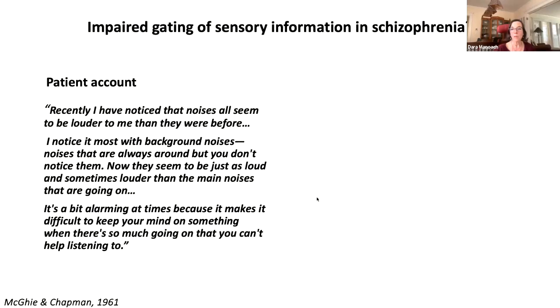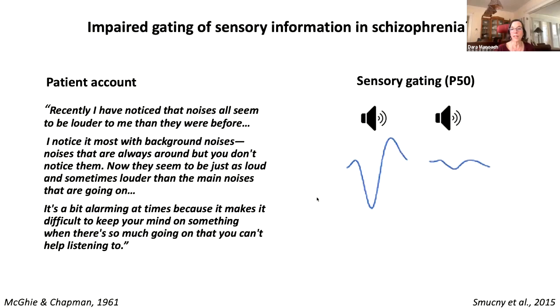It may also lead to impaired sensory gating as measured with EEG. Normally, there's an attenuated brain response to the second redundant stimulation that occurs close in time. And people with schizophrenia and their relatives have reduced gating of this redundant information. So here's sound one, here's sound two, and the gating response, the brain response, the event-related potential looks equal.